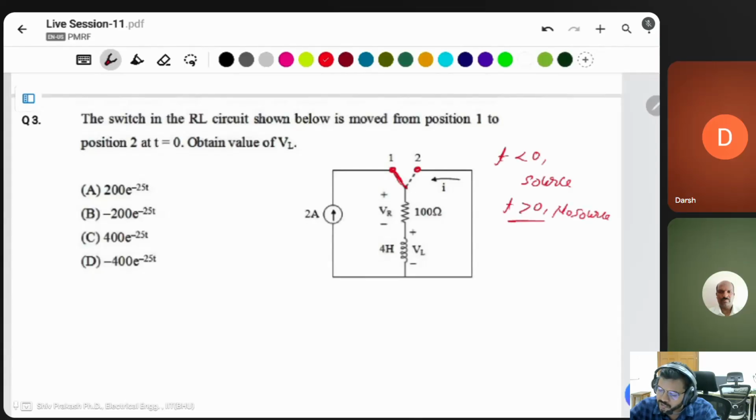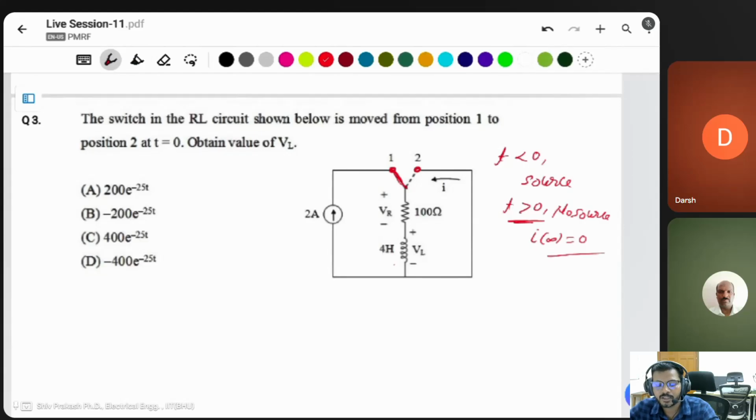If after t equals 0 there is no source, it means the final current of the inductor is 0. No need to check this one. No need to draw the full circuit. Simply, there is no source, so you can apply 0.